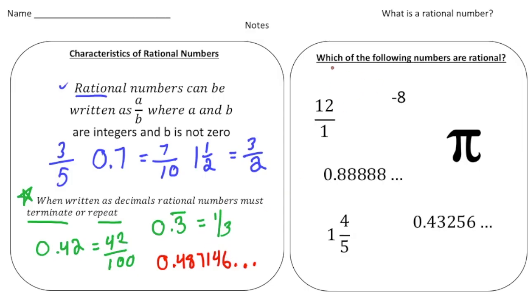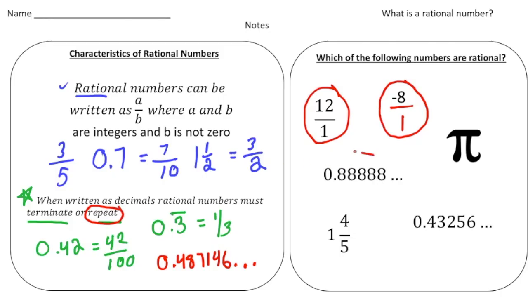So let's take a look at the box over here. It says, which of the following numbers are rational? Well, this first one is, because 12 and 1 are both integers, so this is rational. The second one, -8. Well, -8 can be written as -8 over 1. And again, -8 and 1 are both integers, so this one is definitely rational. This one here, we have 0.88888 and so on. Well, this obviously is repeating, and we know that decimals that repeat are rational, so this one also is rational.